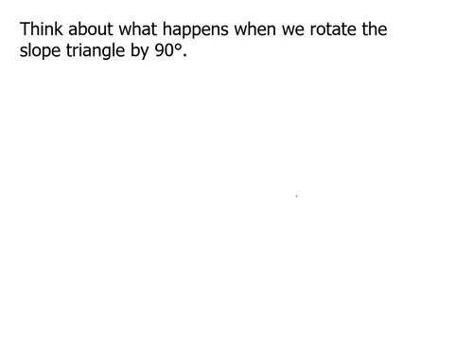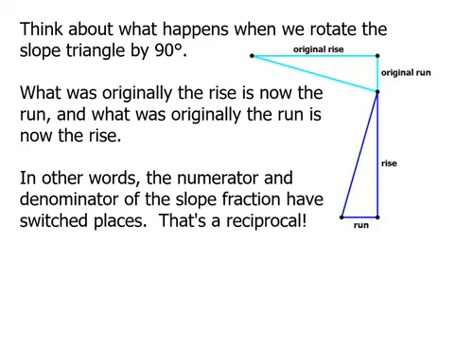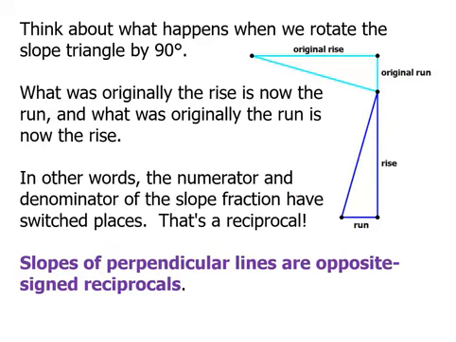Think about what happens when we rotate the slope triangle by 90 degrees. So the blue triangle is the original slope triangle, the dark blue triangle. The light blue triangle above is the rotated slope triangle. And now notice that what was the original rise is now the run, and what was the original run is now the rise. So in other words, rise and run swapped places, or numerator and denominator swap places. Well, what do we call that when numerator and denominator swap places? We call that a reciprocal.